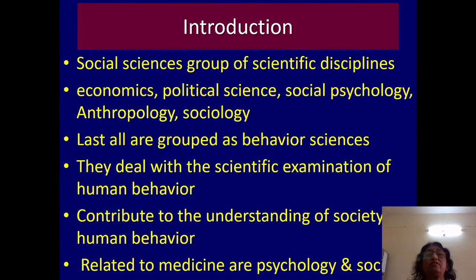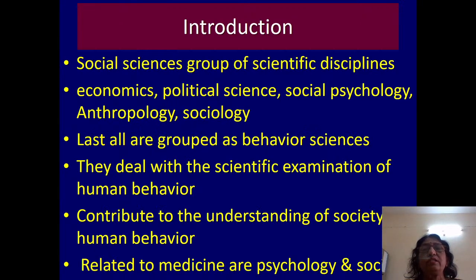Introduction. Social sciences is also a science, and it is one among the scientific disciplines. Then it deals with economics. Do you all think that economics is very much related to the health of an individual? Yes or no? I think you all know that it is very much related. And why do you think political science is related to health? If there is no political commitment, then none of the programs can be implemented in a country. So political science is very, very important.